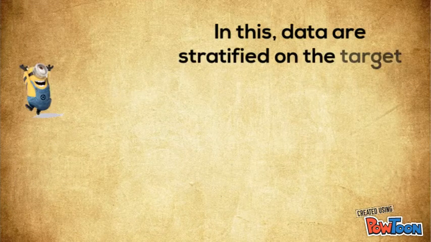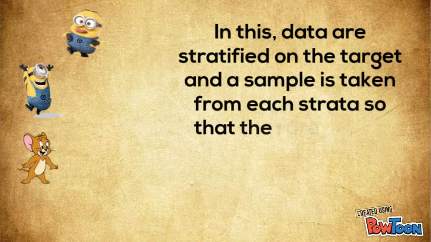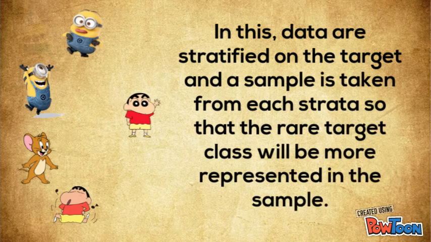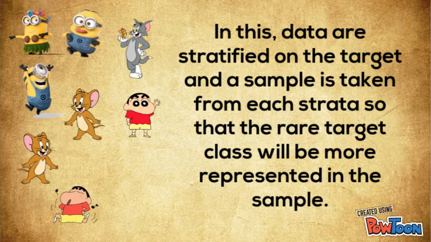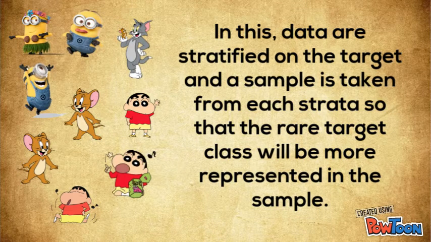Lastly, in this data, the population is stratified on a target and a sample is taken from each stratum so that the red target class will be more represented in the sample. And this process is called stratified sampling.